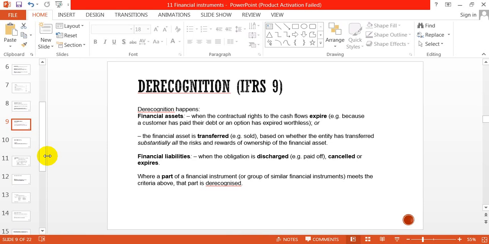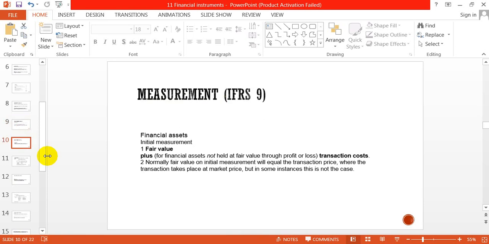On my part, our liability I would derecognize when I have paid you, or when you have written it off, you have cancelled it, or those rights for me to pay you expire. Clear? Okay. We move to the measurements.